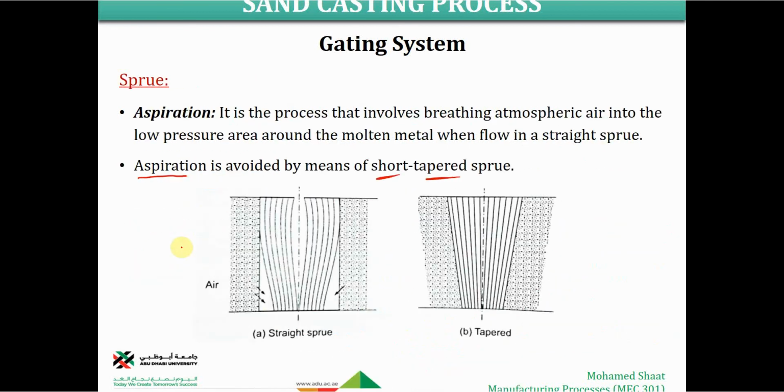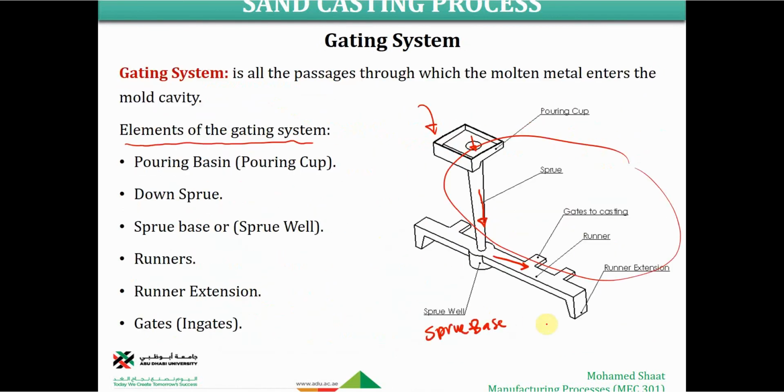If you go back here to the gating system, this is the runner, all of this is the runner. And these two parts are the openings, which are the gates to the mold cavity, right? This is the runner extension that I'm talking about. This runner extension is going to be used as a collector for the slag, because there is slag, and I don't allow this slag to enter the mold cavity.